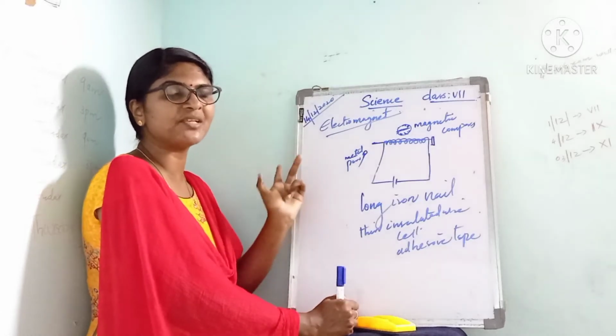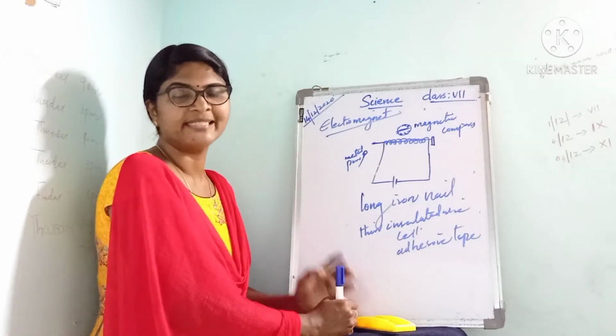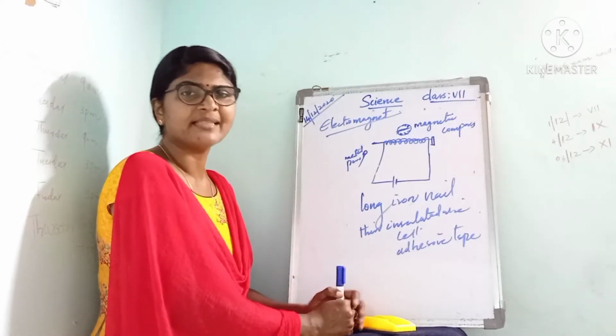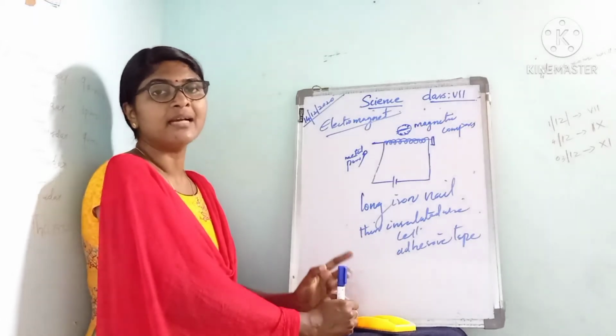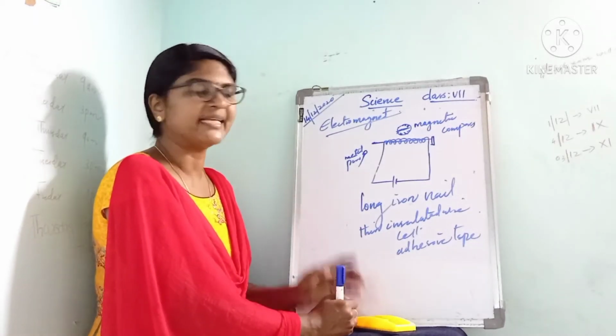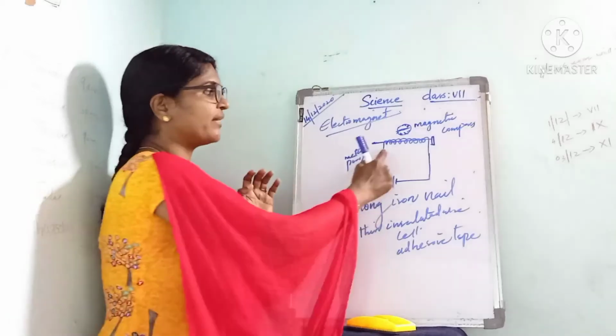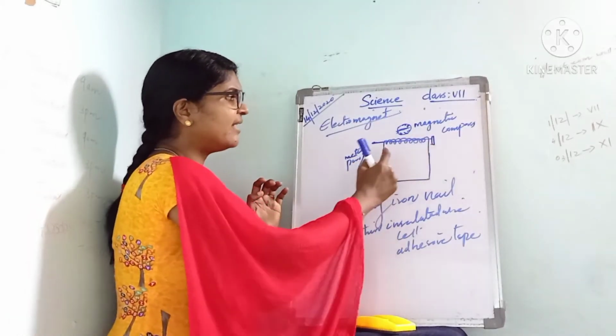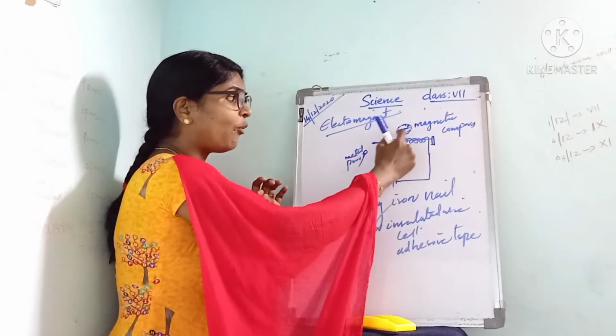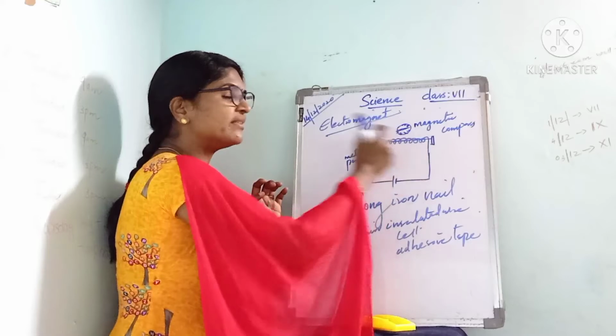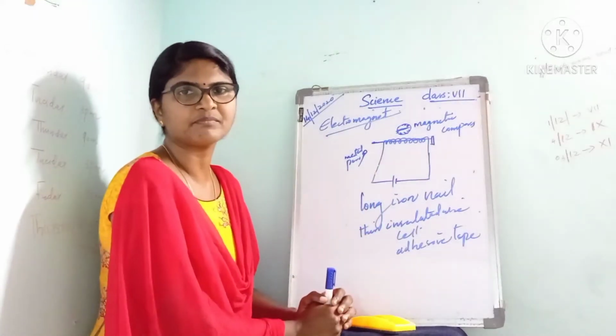Then remove the insulation at both ends. Then wrap the wire tightly around a nail as shown here. Actually, this is the iron nail. We have to wrap the wire very tightly around this iron nail.